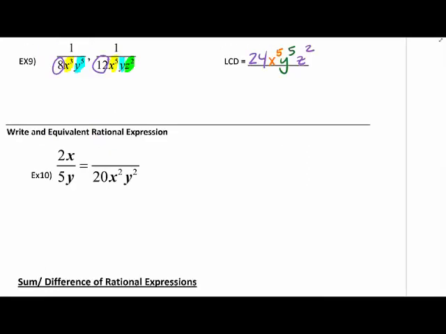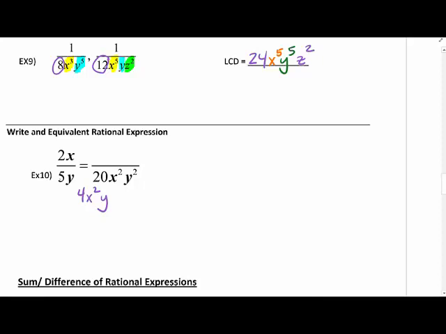So another way that they're going to ask this question just kind of is leading us in the direction of, okay, what do we do if we have an LCD? So if we're trying to make them match, how do we make them match? So remember, as long as you multiply both the numerator and denominator by the same value, you're not changing the value. It looks different. So to get from 5y to 20x squared y squared, 5 times 4 would give me the 20. There's no x values on the left side, so we would need to include them all. There's already a y. To get a y squared, we would multiply by y.